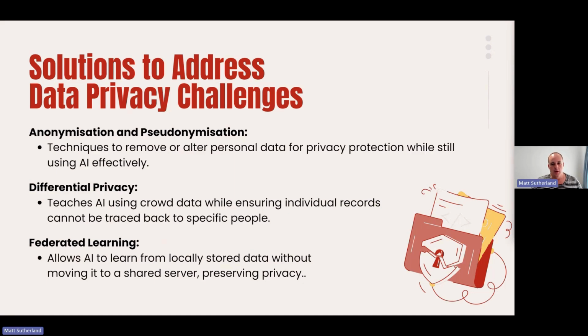Another approach is differential privacy. This one allows the AI systems to learn from crowd data without exposing individual records. This helps ensure that no one person's data can be tracked back to them, safeguarding that individual's privacy, but still gives you the benefit of large data sets for things to learn from. And the other one is federated learning, which is a privacy-focused method of training AI based on locally stored data without putting that data in a shared location. This means that AI improves its capabilities without needing to centralize the data, which allows for the information to be kept more secure.